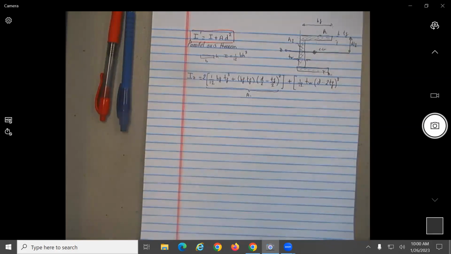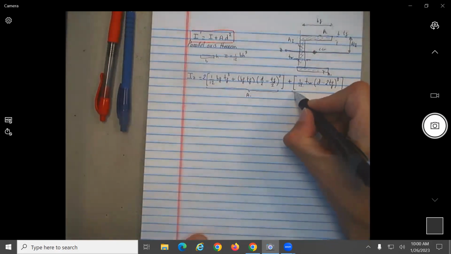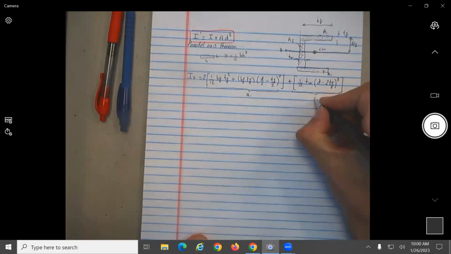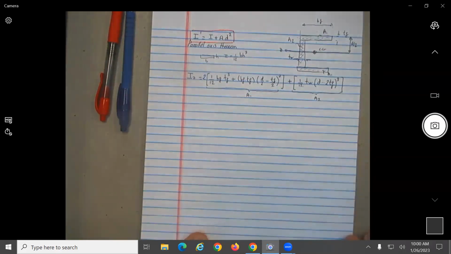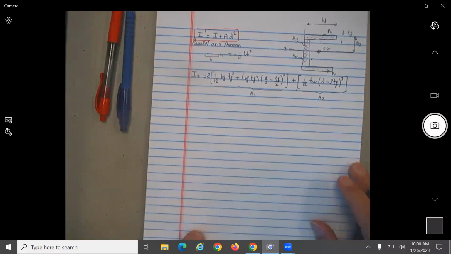Do I need to use the parallel axis theorem over here? You can use it if you want, but what would it be? Will it be this area times, what would be the distance? 0, so you don't need to use it, no? Or if you want, you can use it, but you'll find out that d is 0, so you don't need it over here. So basically, this will be for area A2. Any question?